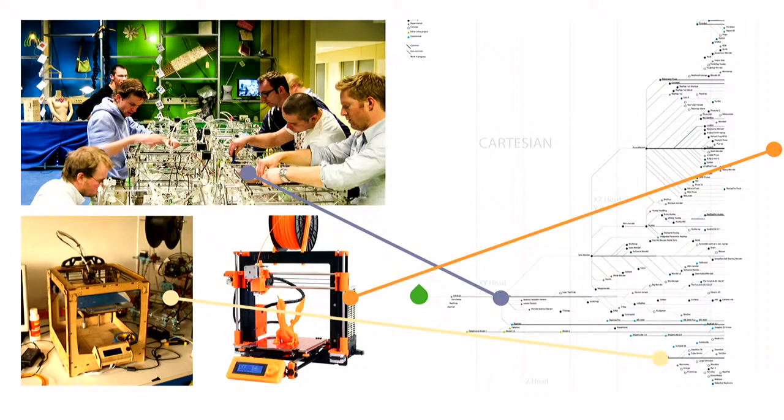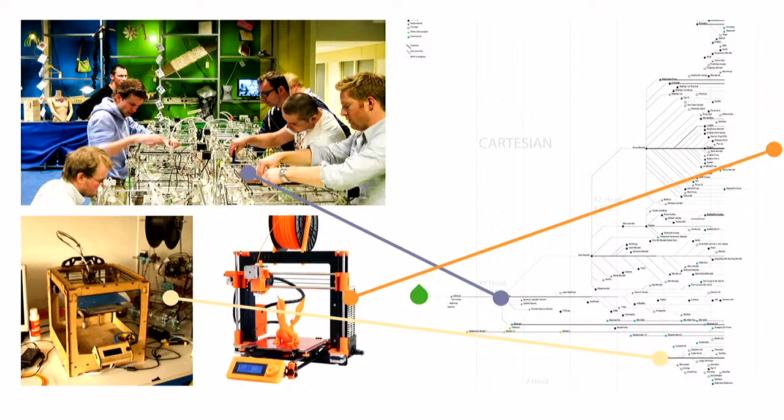Here on the right-hand side is, again, the genealogy, difficult word after lunch, of the Reprap. And you know, that first dot is the initial Reprap, and the lines are the different families of 3D printers that were made.